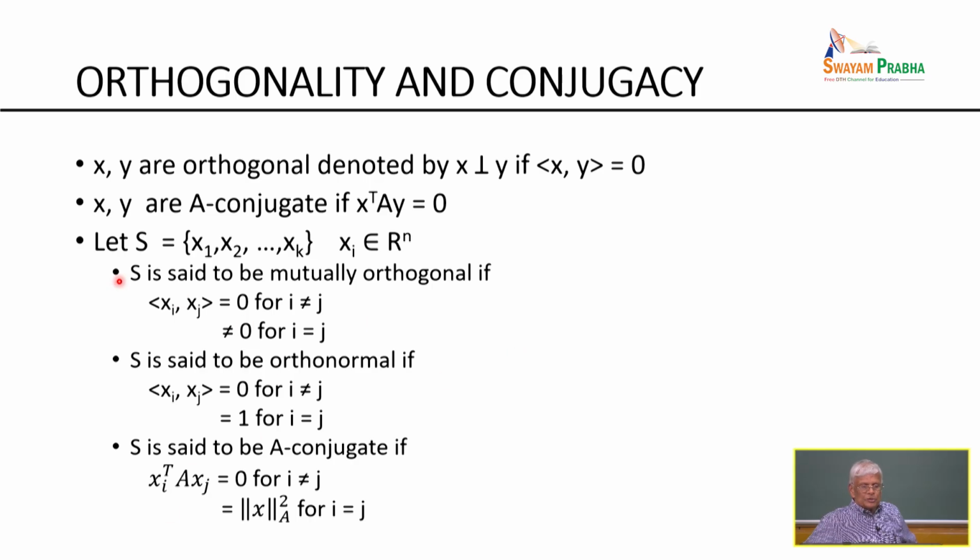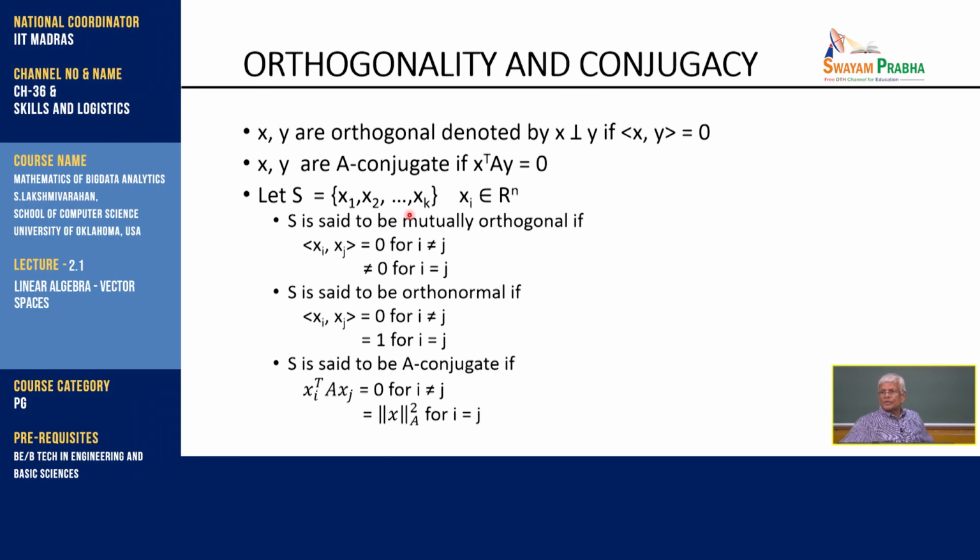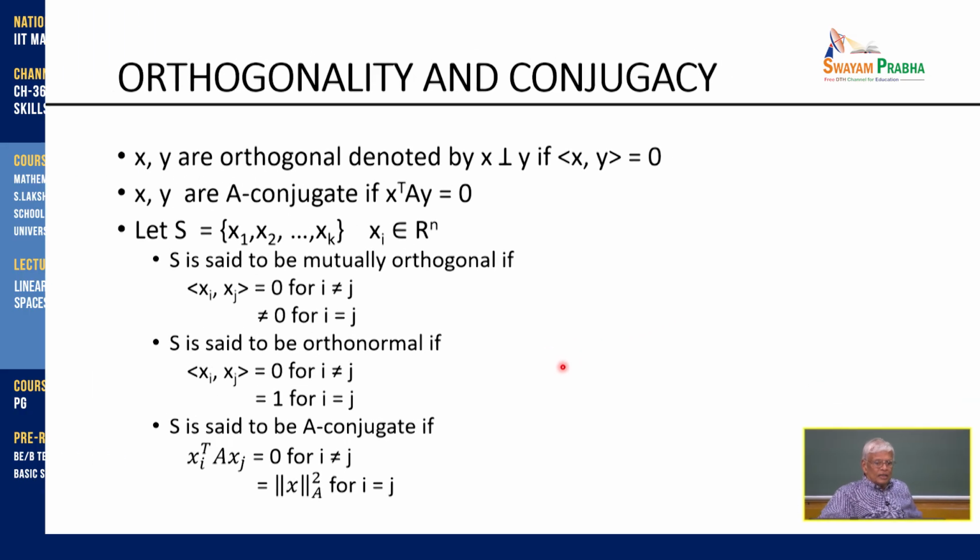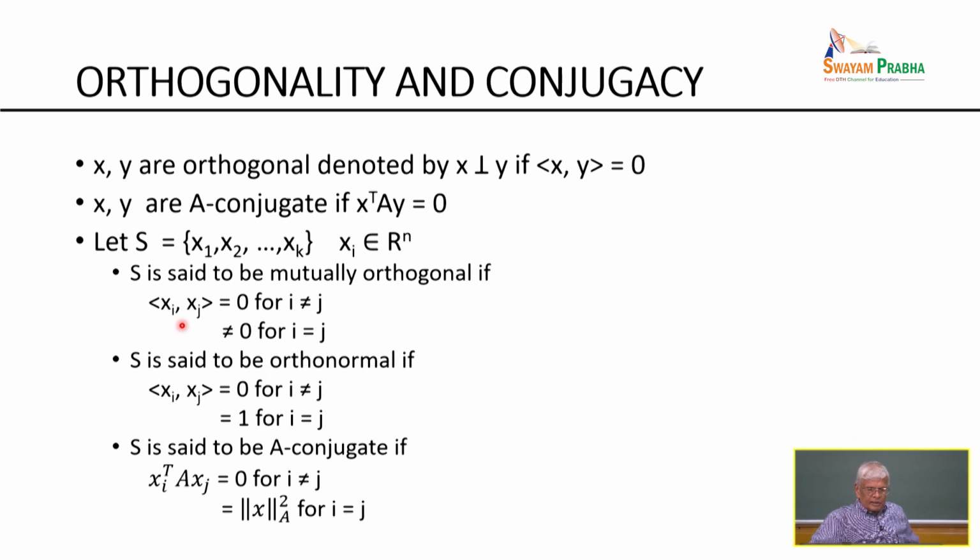So now I am going to give you two definitions. Let S be a set of k vectors, x_i belongs to R^n. That means I have a collection of k vectors, each of them a vector in n dimensions. With me? If you have a question, please feel free to ask. We say the set of vectors is mutually orthogonal if the inner product of x_i with x_j is 0 for i not equal to j. That means every pair of distinct vectors is orthogonal.